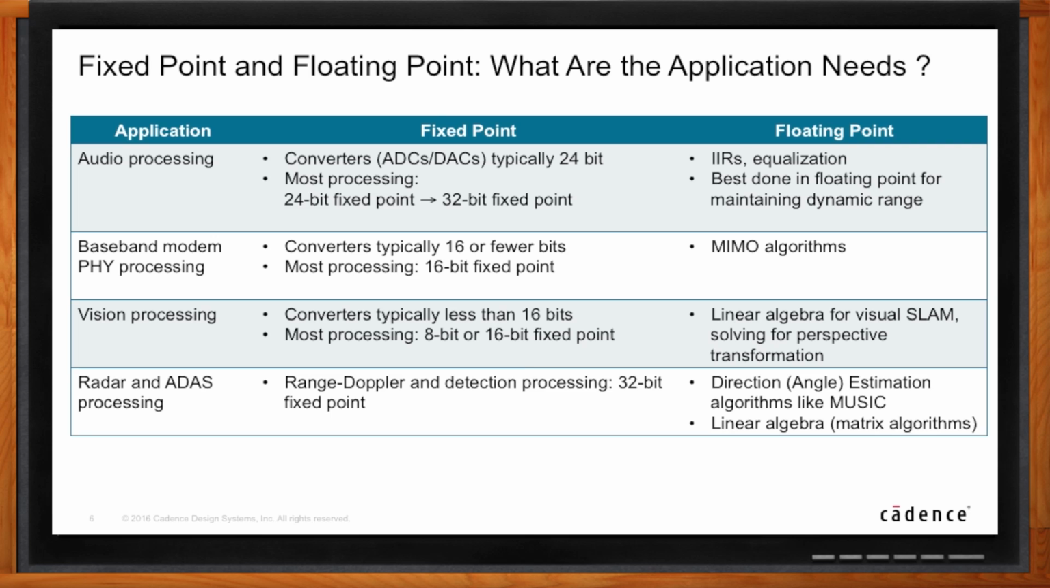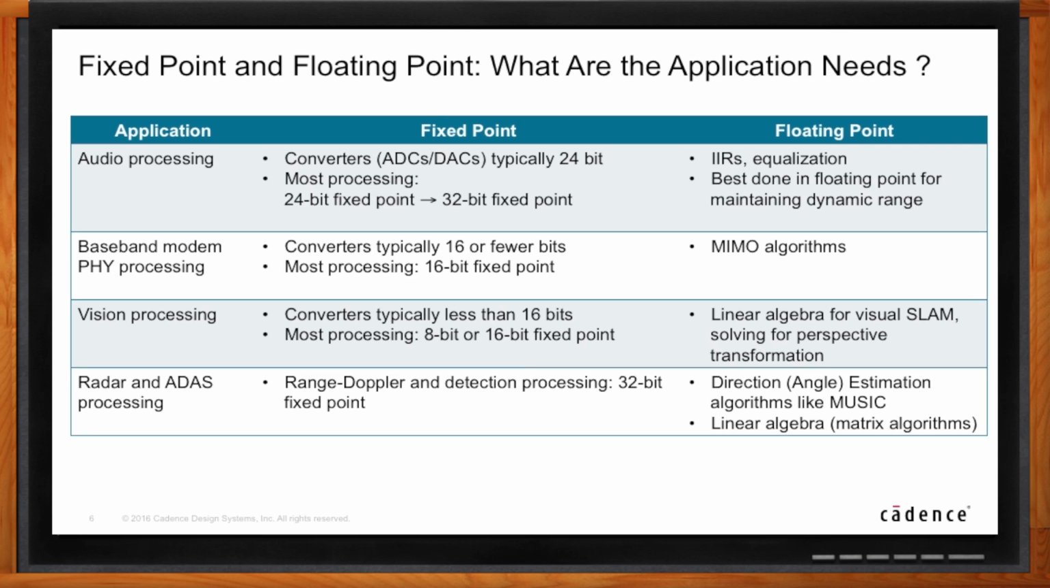Let's look at communications baseband processing, the processing that happens in your baseband modem. Here, the converters are typically lesser. They are 16 bits or sometimes fewer. So most of the processing for this application is done in 16-bit fixed point. However, there are algorithms, especially the so-called MIMO algorithms, which are used in multiple antenna processing, which do need floating point to be more effective.